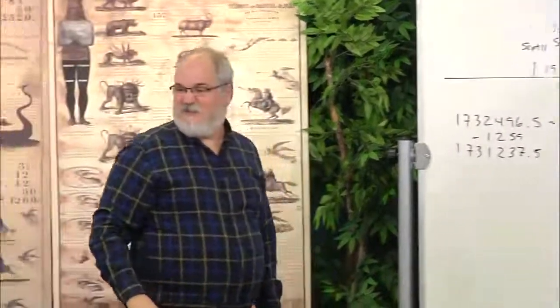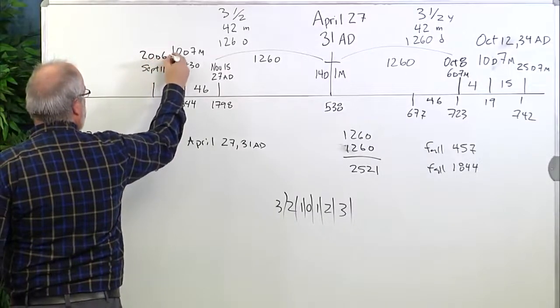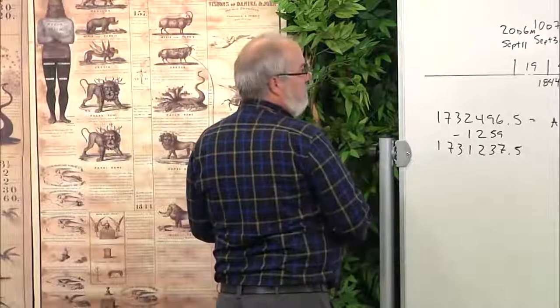And that date is on the biblical calendar in 27 AD. What was the date? The 20th day of the 6th month. So the 20th day of the 6th month is September 11th.